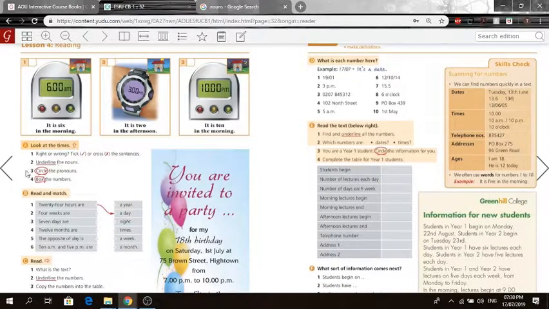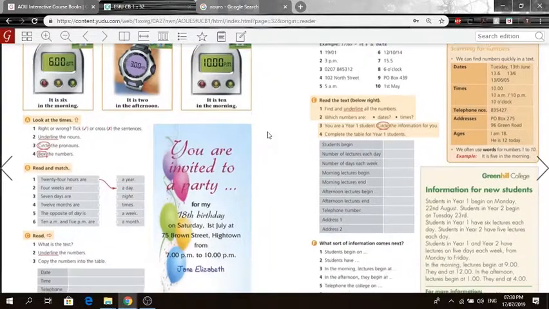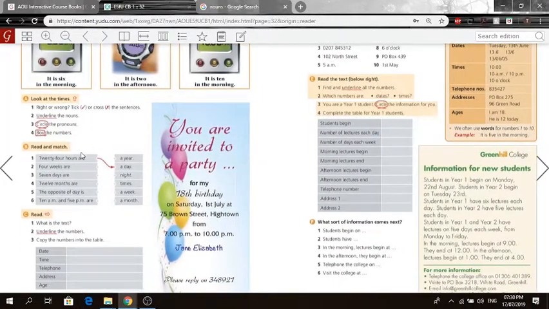So, let's now move on. Look at the times. Underline the nouns, so we have the nouns here will be morning, afternoon, and morning again, okay? These 3 nouns over here, we're going to underline them, and then circle the pronouns. We're going to circle it, and it again, and then we'll just box the numbers. So 6, 2, and 10, okay?